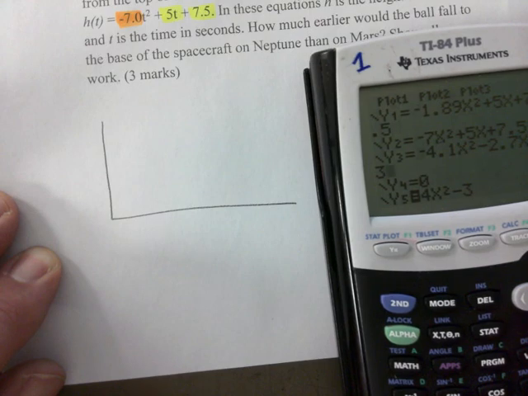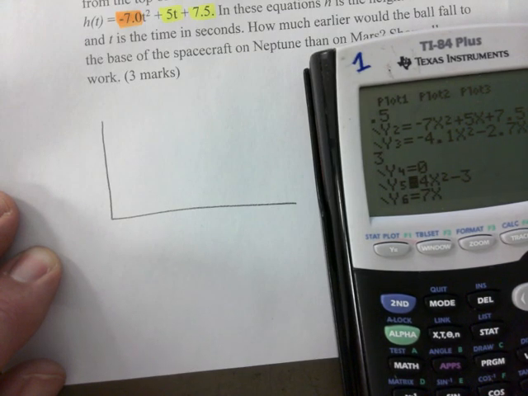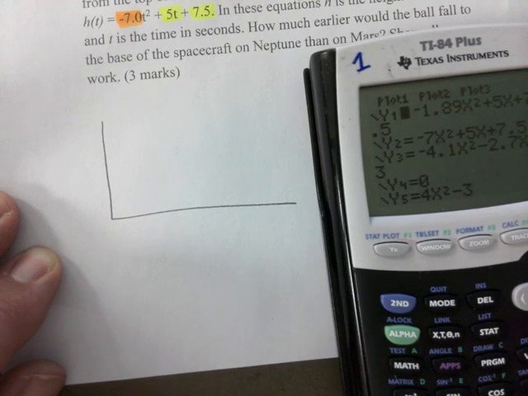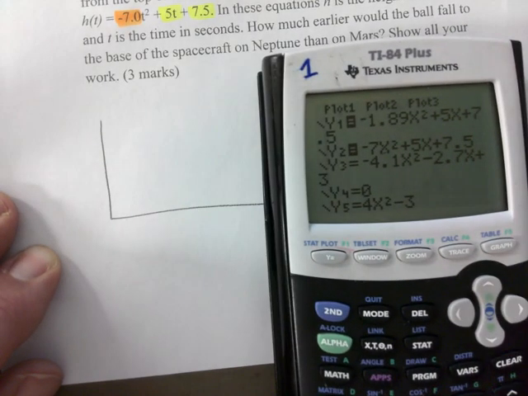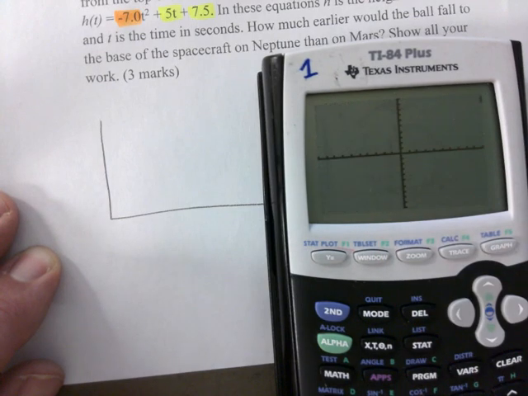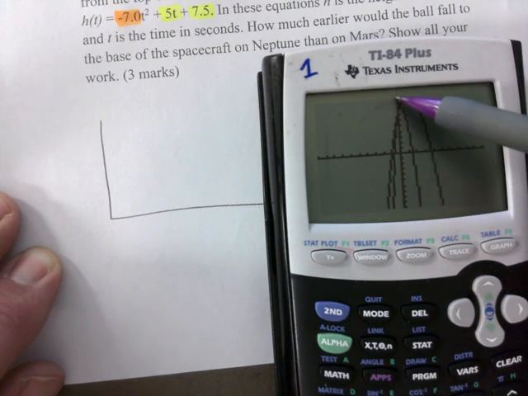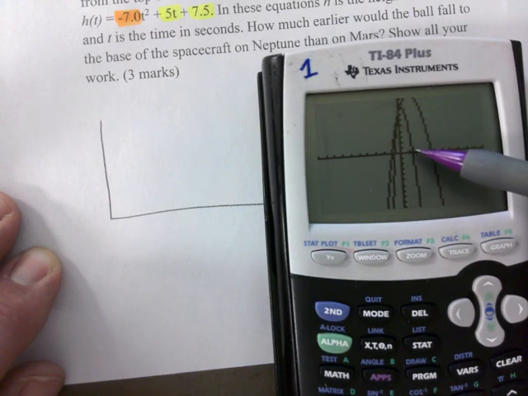I will turn off my other equations and turn on those two that I've already entered. I'm going to hit zoom 6, get me back to the start. And there are both of the graphs. Obviously, I'm just interested in quadrant 1. So this is probably Mars, right? No, sorry. Yeah, this is Neptune, this is Mars. So I need to figure out the times, right? When does it land on Neptune? When does it land on Mars?